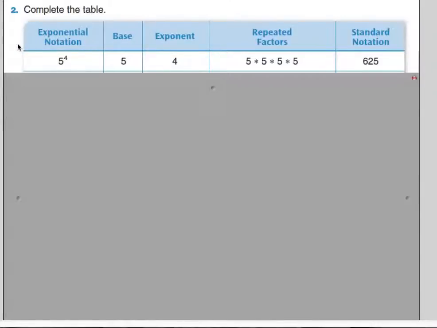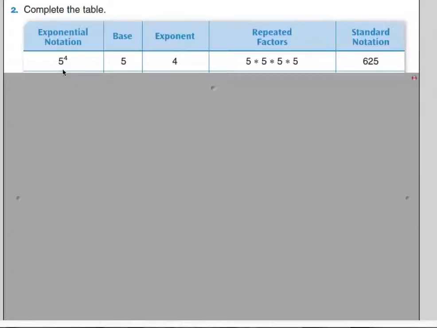Now, on your journal, page 209, number 2 says complete the table. Now I want you to take a look at that table right now. The first row has been done for you, okay? These are different parts, so pay attention to what the headings of the columns say.